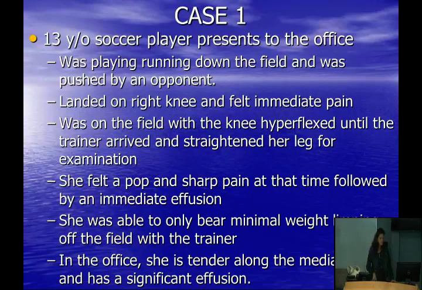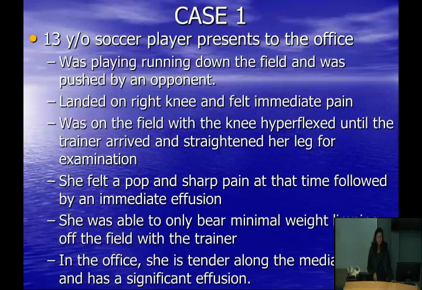When the player was on the floor, on the field, the knee was hyperflexed, and the trainer arrived and straightened her leg for the examination. And when the trainer straightened her leg, they felt a pop. Okay? Immediate sharp pain, and then there was an effusion.